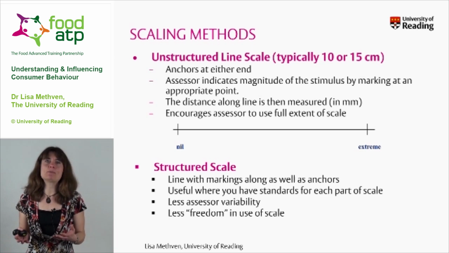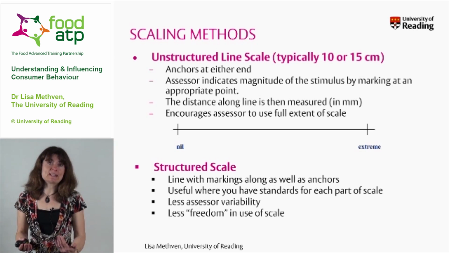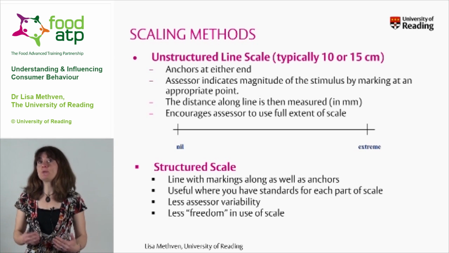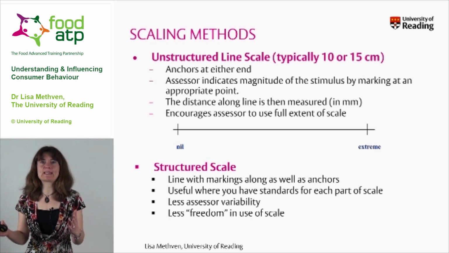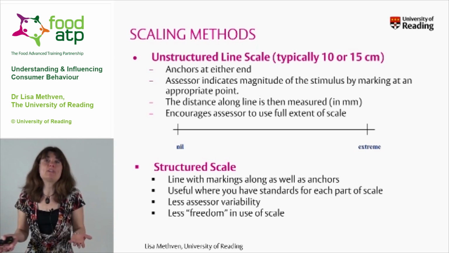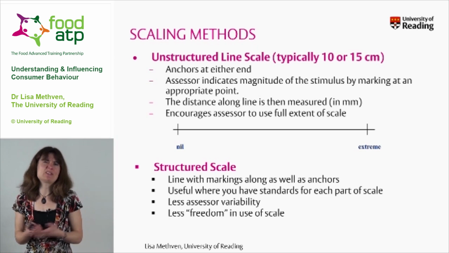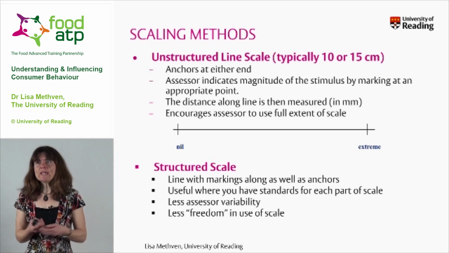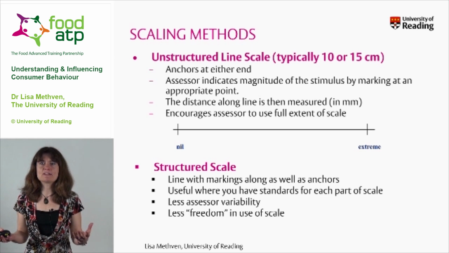This is used particularly by descriptive panels. So if you're trying to describe all the differences in a food product, and then for each of those attributes that you've described, you need to give a value to the product, we'll typically use an unstructured line scale. So you might have a line scale for mouth coating, for mouth drying, line scales for hardness of product, for sweetness, bitterness, and every attribute that's been described. So the distance along the line is then measured and converted to a value typically out of 100. In the use of those unstructured line scales, we try to encourage the assessor to use the full extent of the scale, so it's within their experience of the food product itself.